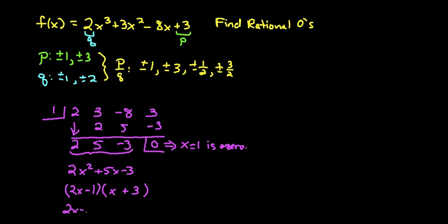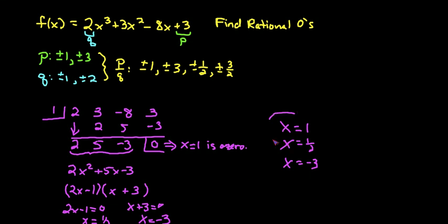2x minus 1 equals 0, which is going to give me x equals 1/2, and x plus 3 equals 0, which gives me x equals negative 3. So x equals 1, x equals 1/2, and x equals negative 3. And again, if you notice, positive 1, positive 1/2, and negative 3 were all part of my list of possible solutions. It just happened that this time, out of 3 possible solutions, all 3 of them just happened to be rational. So that worked out pretty nice.